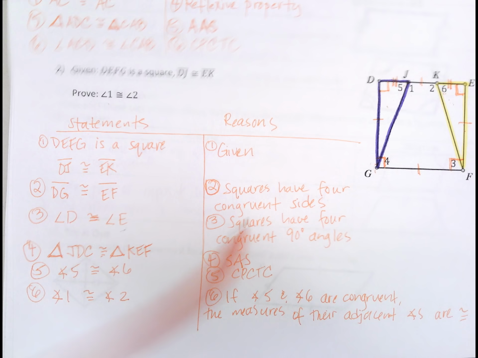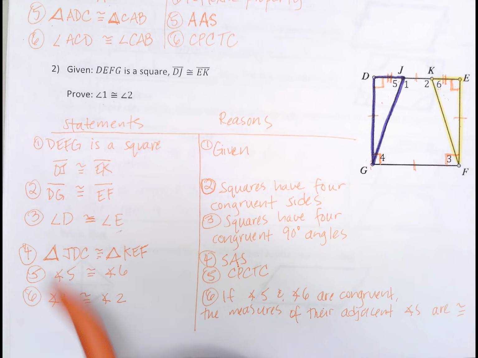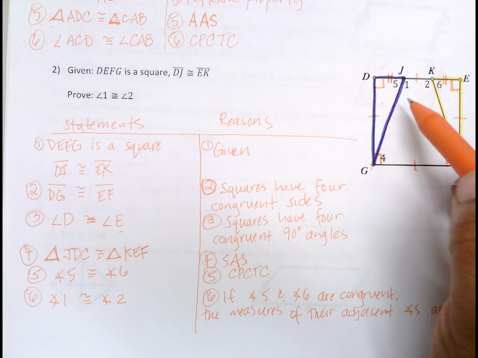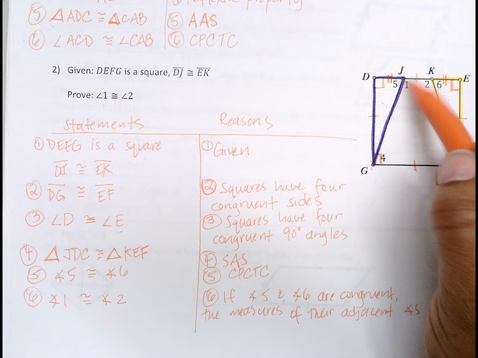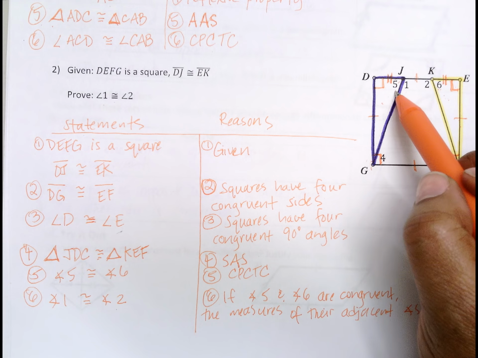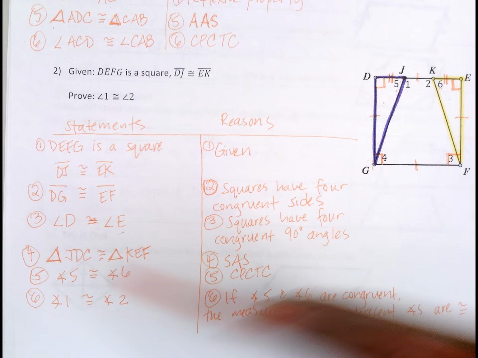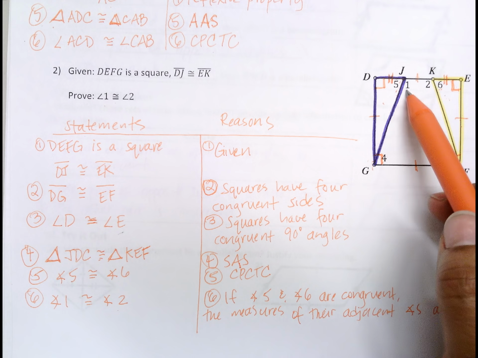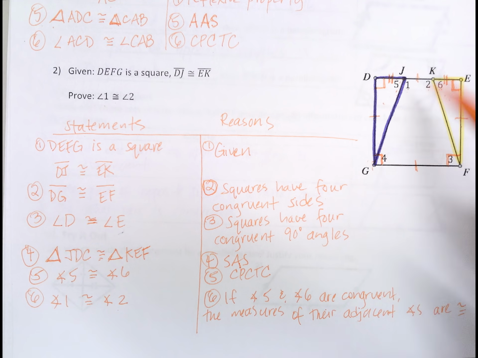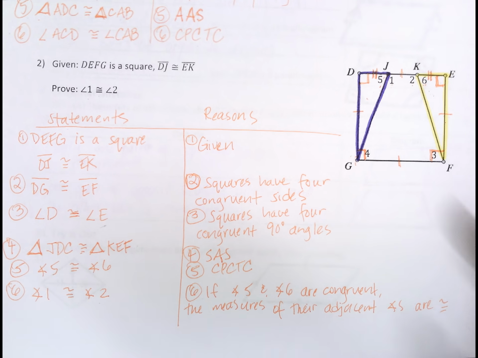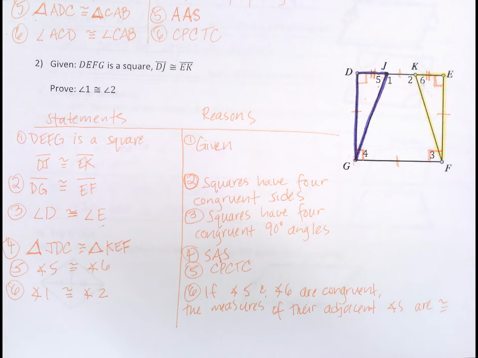Finally, the last statement that I'm making here is that angle 1 is congruent to angle 2. Why? Because if you think about it, this is a linear pair. If angle 5 is, say, 50 degrees and angle 6 is 50 degrees, then, of course, they're congruent, and we stated that, right? That means that angle 1 is going to be 130, and angle 2 is also going to be 130. So if angles 5 and 6 are congruent, then the measures of their adjacent angles or linear pairs are also congruent. Okay? Little long-winded.